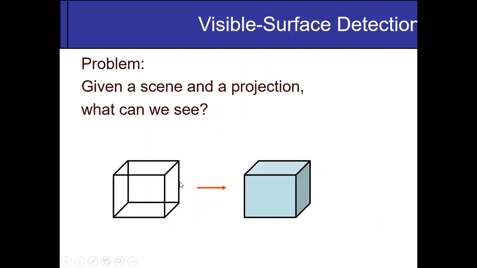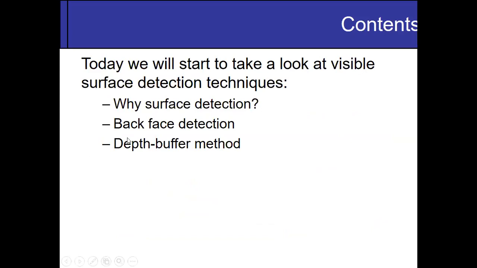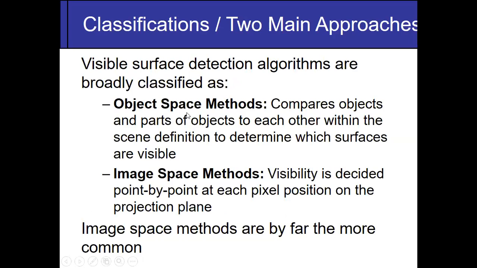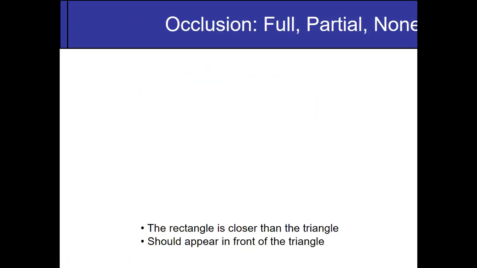Now, here we discussed that we will discuss two algorithms, called backface detection and the depth buffer method. Backface detection falls into the object space method, and the depth buffer or Z buffer algorithm comes into the image space method. The image space method is by far the most accurate and commonly used approach, that is your depth buffer algorithm. We will see that later.